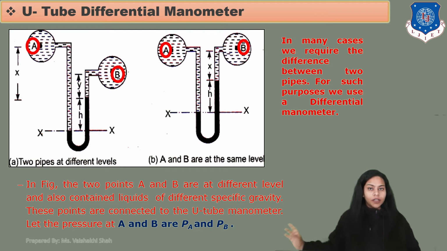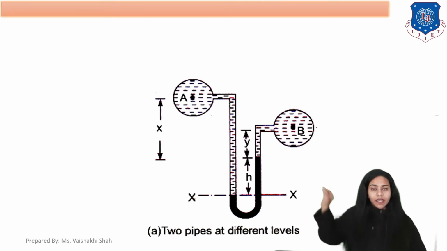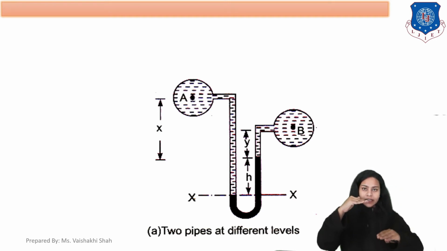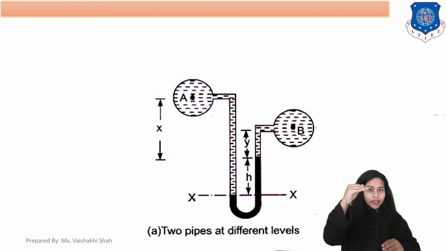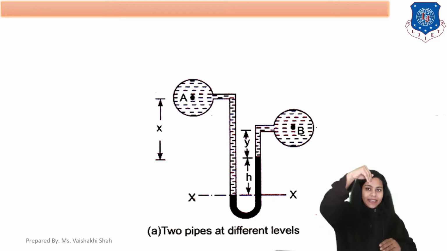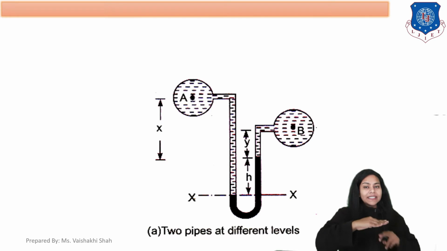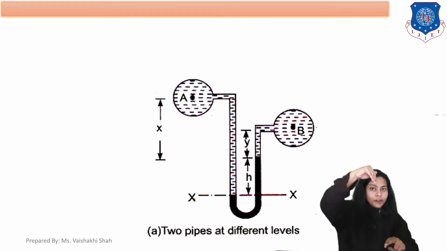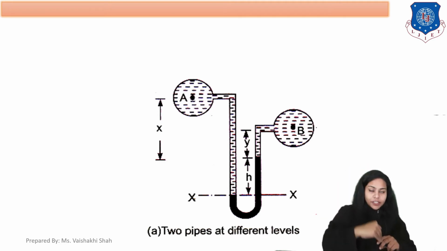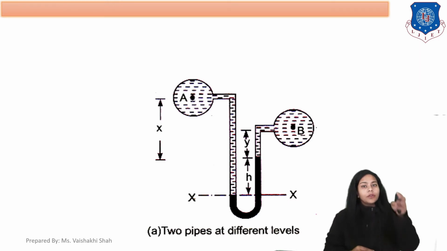Clear? Now, let's start our derivation. For that, just remember this. Here, pipe A and pipe B are both at different levels. There is a level difference. Liquid coming from pipe A goes down and applies pressure to the mercury which is placed at the bottom. Fluid from pipe A goes downward, it applies pressure to the mercury, and the mercury in the U shape goes upward.